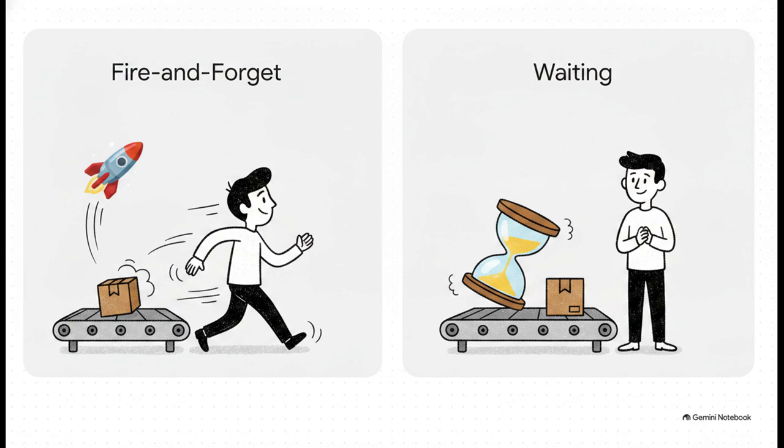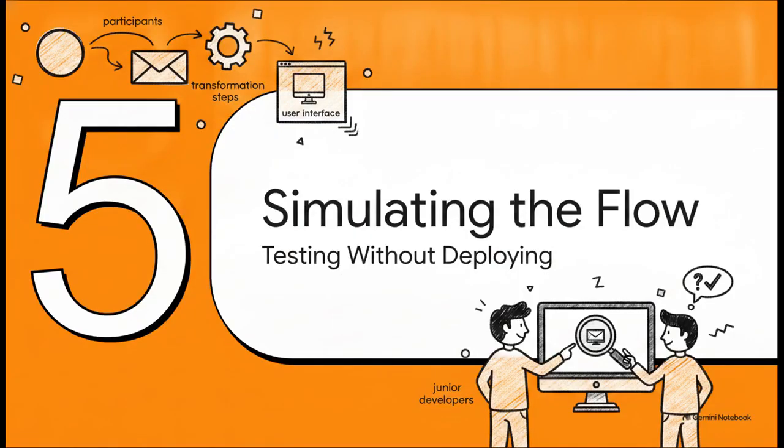But if the caller needs an answer to proceed, we use in-out, or request reply. This is synchronous. Think of a UK retail e-commerce platform checking live inventory before confirming a customer's shopping cart. It hands the parcel over and waits on the line. If it doesn't get a response, the whole transaction stalls. You've got to design your conveyor belt to match that required pattern perfectly. And finally, part 5, simulating the flow.